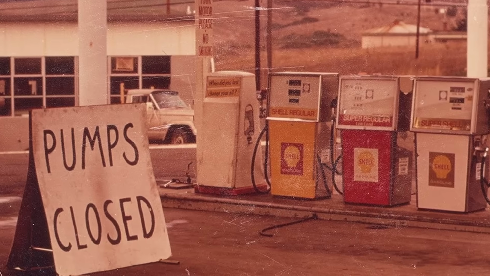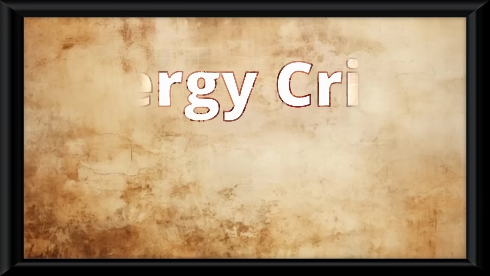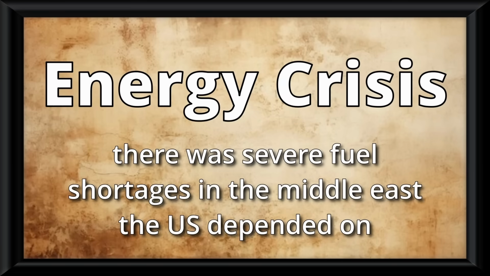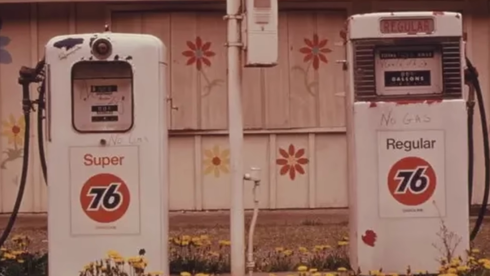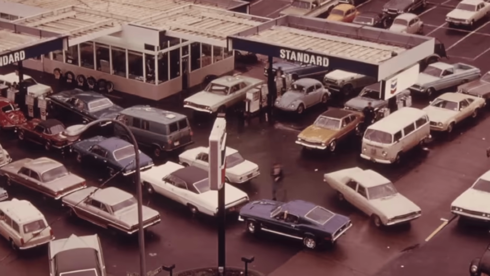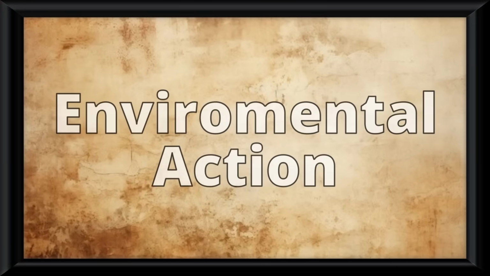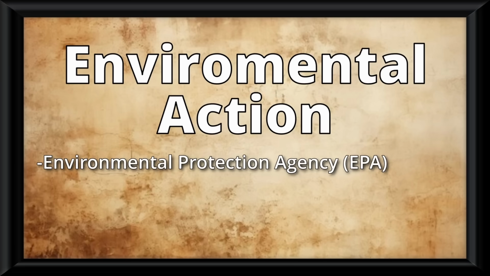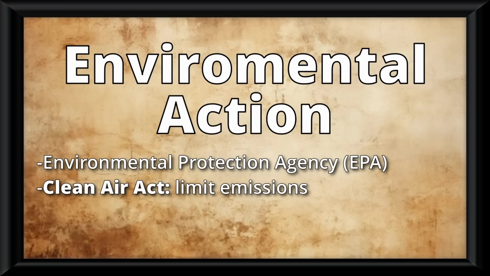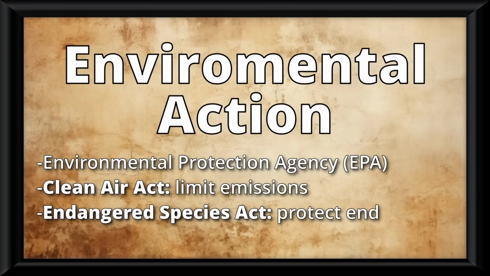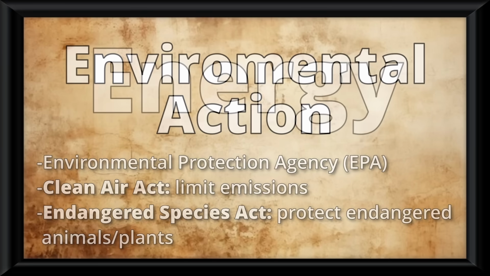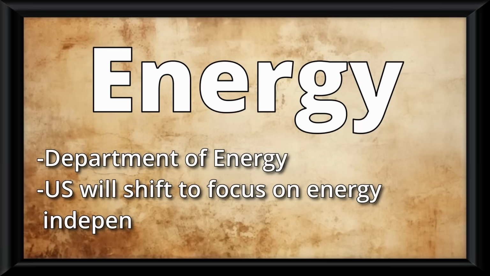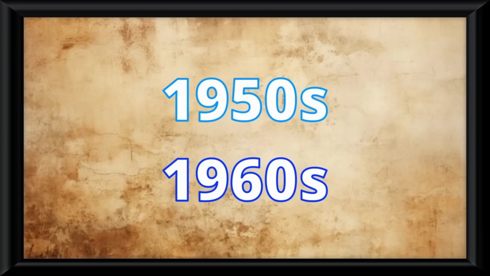Oh, but it gets worse. Of course, what I'm referring to here is the energy crisis, where basically there were severe fuel shortages in the Middle East the US depended on, causing prices at gas stations to spike and for there to be historically long gas station lines. This will all finally cause some environmental action. Let's go through some examples. The Environmental Protection Agency will be created. The Clean Air Act will limit emissions, and the Endangered Species Act will protect endangered animals and plants. As for energy, the Department of Energy will be created, and the US will shift to focus more on energy independence.